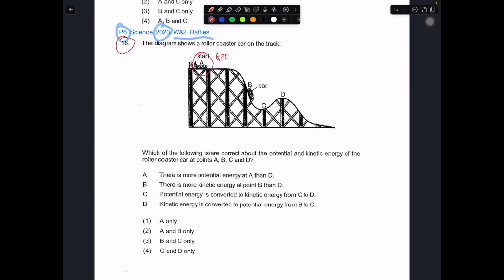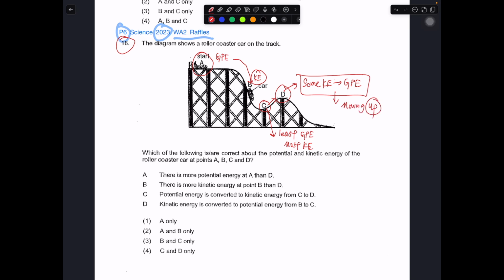It contains GPE. When I move down to B, it would have converted to KE. At C, this is actually the lowest point, so it has the least GPE because most of the energy is possessed in the form of a moving car. So it will have the most KE. And you realize that this car is moving up, probably between C to D. Some KE is converted to GPE because it's moving up.